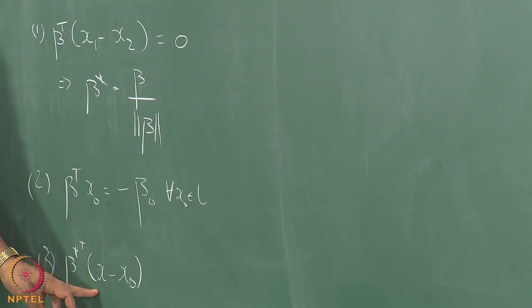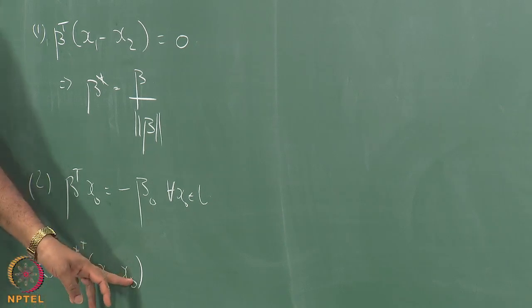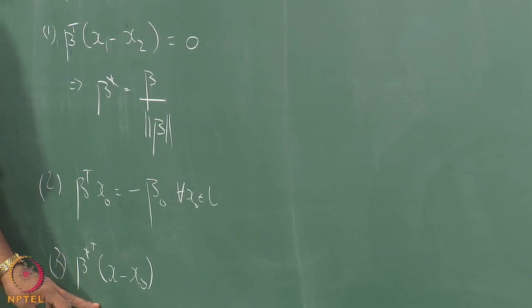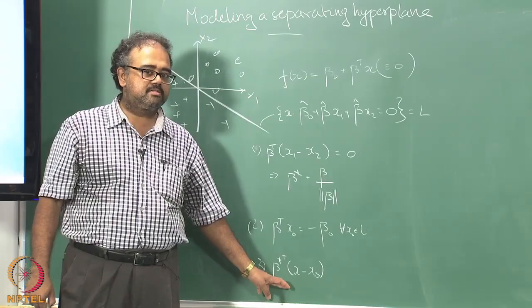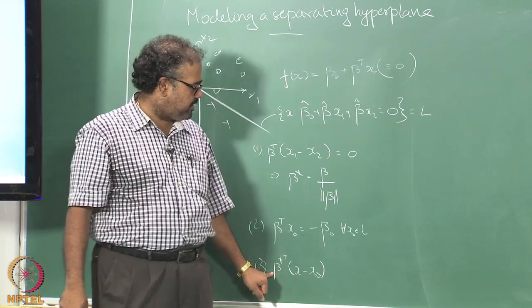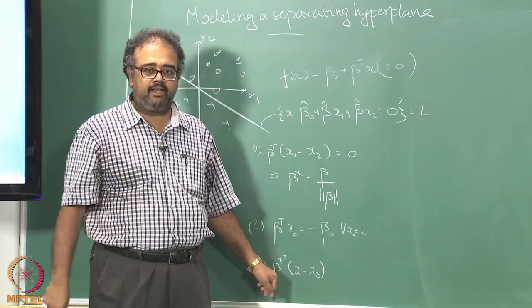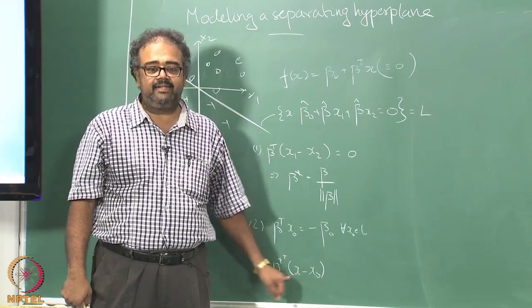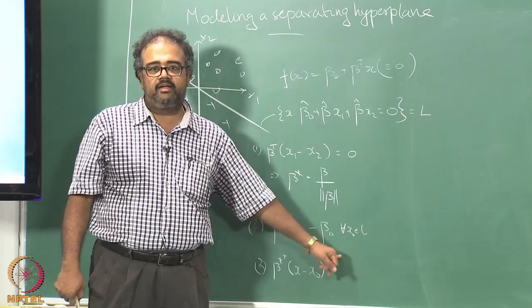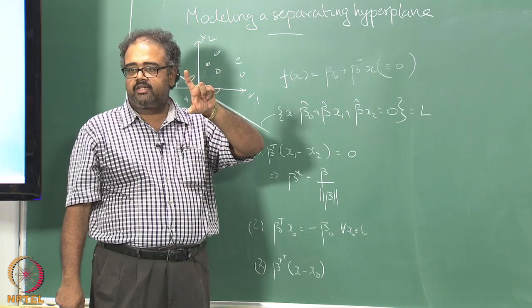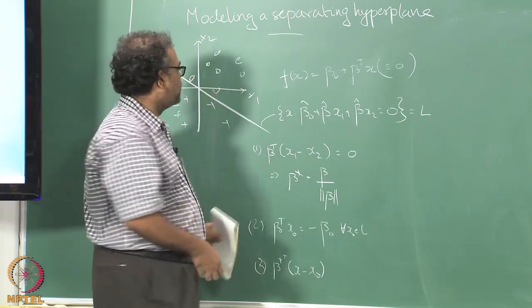So what is that? This is beta star transpose (x minus x naught), where x naught belongs to L, and x does not belong to L. What is that? Beta star is a direction that is perpendicular to L. So this is essentially the distance of x from L. It is actually the signed distance of x from L, depending on which side of L it is, this is going to be different, but because I am multiplying with beta star, it gives me the projection on the perpendicular. So this gives me the distance to L.